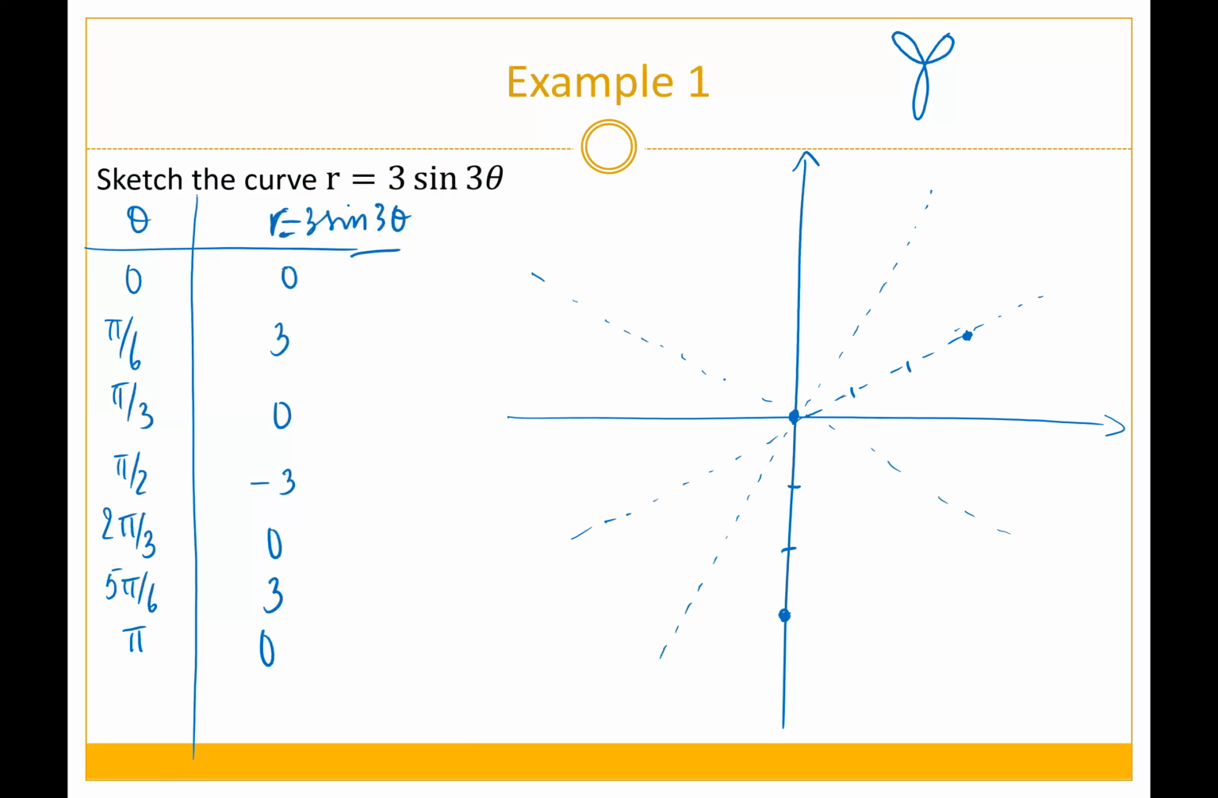5 pi over 6 is this angle, and so you have 1, 2, 3, and then it's 0 again. So you can see that it's going to create a loop on this side, a loop here, and a loop there. So this is the way we're going to do it.